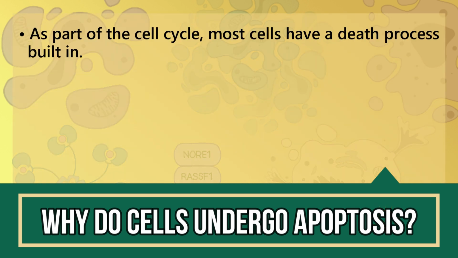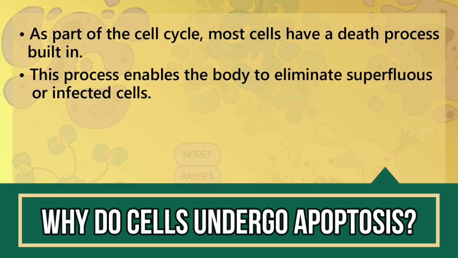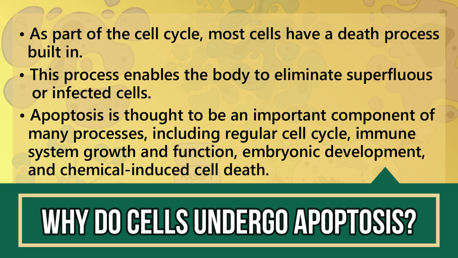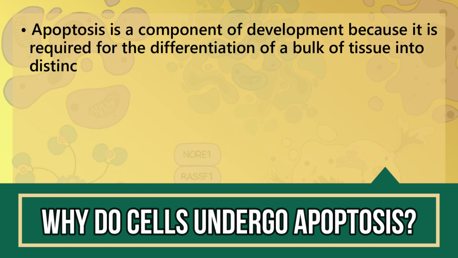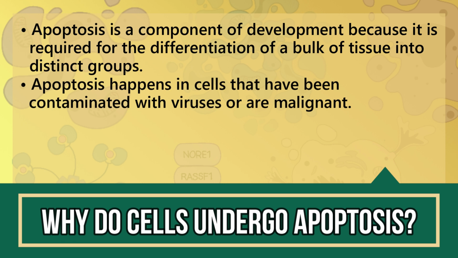Let's understand why cells undergo apoptosis. As a part of the cell cycle, most cells have a death process built in. This process enables the body to eliminate superfluous or infected cells. Apoptosis is thought to be an important component of many processes, including the regular cell cycle, immune system growth and function, embryonic development, and chemical-induced cell death. Apoptosis is a component of development because it is required for the differentiation of a bulk of tissue into distinct groups. Apoptosis happens in cells that have been contaminated with viruses or are malignant.